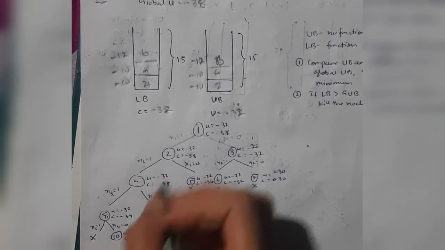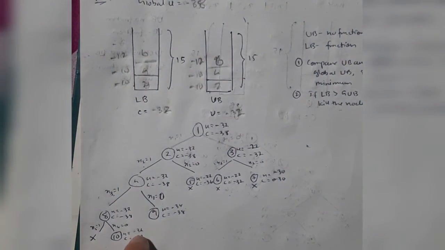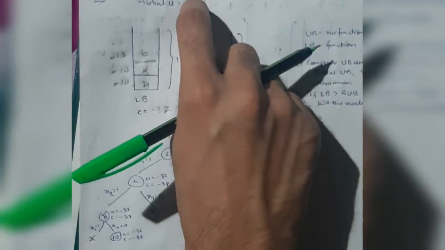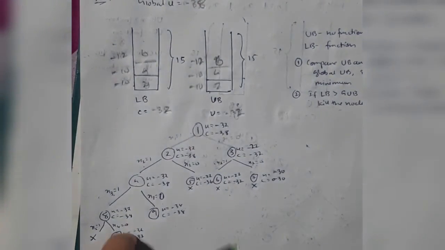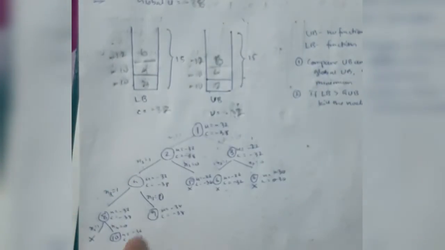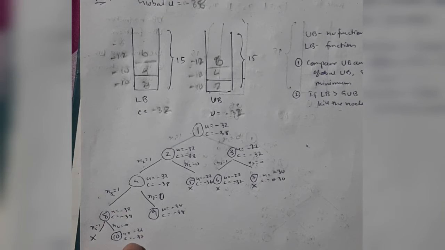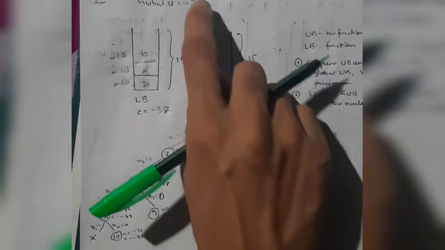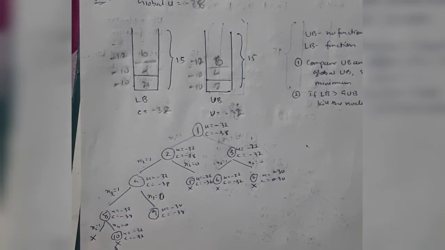Let's see if it matches this one. Which is smaller, minus 32 or minus 38? For U it is minus 38, so we'll be keeping it as such. And what about this one, C? Here C is minus 32, which is greater than minus 38. We'll be cutting this node.